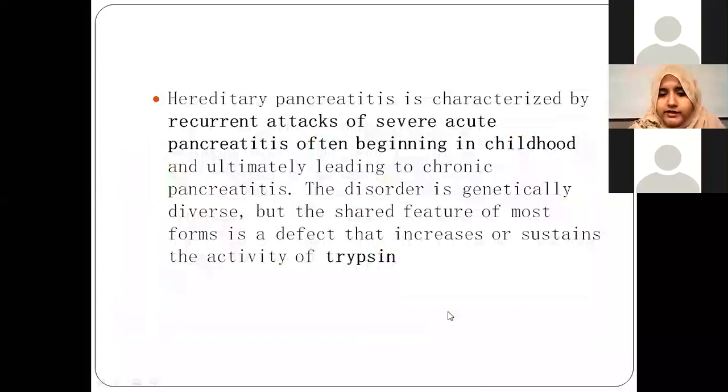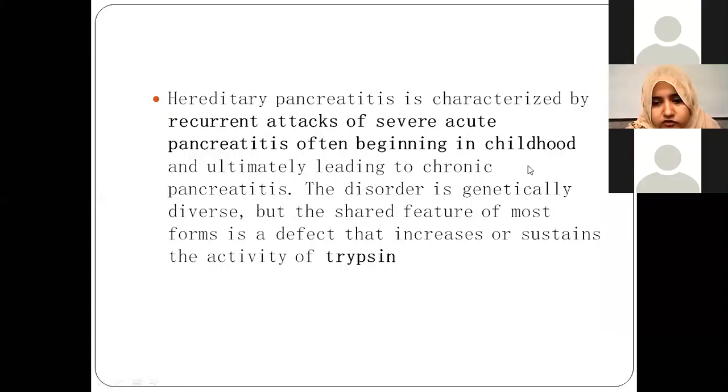Now, the hereditary pancreatitis is characterized by recurrent attacks of severe acute pancreatitis, often beginning in the childhood. Remember, how will you label it hereditary? These genetic mutations only, or symptoms कब से start हो जाएंगे? Symptoms will start in the childhood. Ultimately, it will lead to chronic pancreatitis.